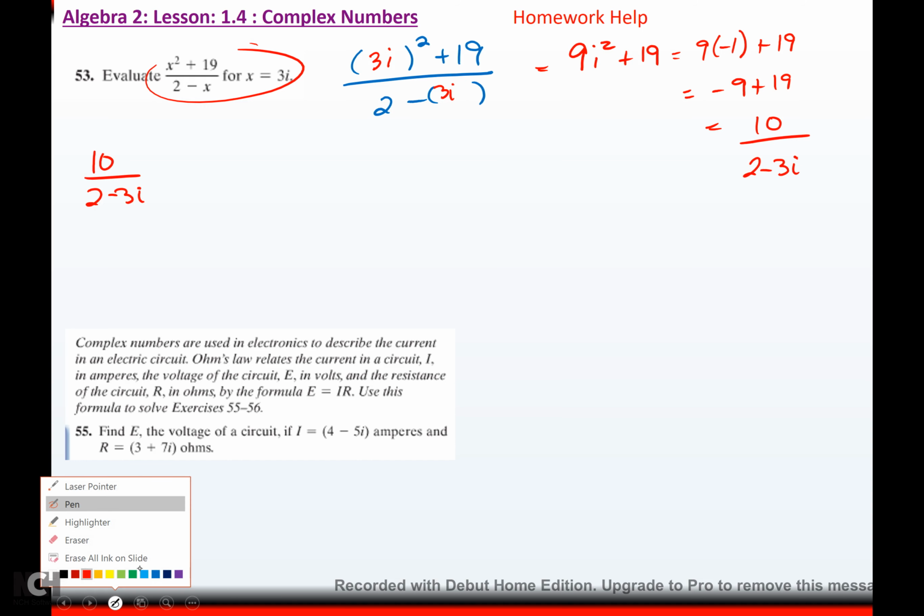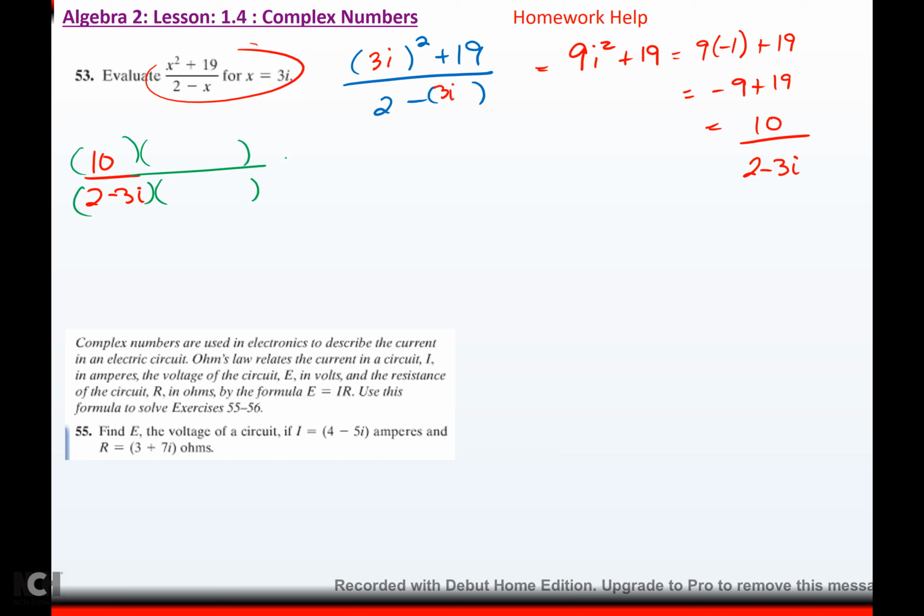And I'm not wrong, that's a perfectly correct answer, but I'm not allowed to leave i in the denominator, so I have to rationalize the denominator, which means I'm multiplying the top and the bottom by the conjugate of the bottom. Conjugate of 2 minus 3i is going to be 2 plus 3i. So on top, if I distribute the 10, I'm going to get 20 plus 30i. On bottom, 2 times 2 is 4. 2 times 3i is 6i. Negative 3i times 2 is negative 6i. And negative 3i times positive 3i is negative 9i squared.